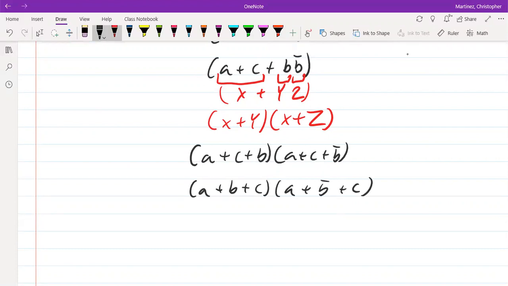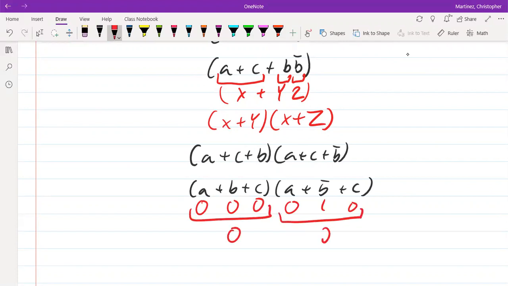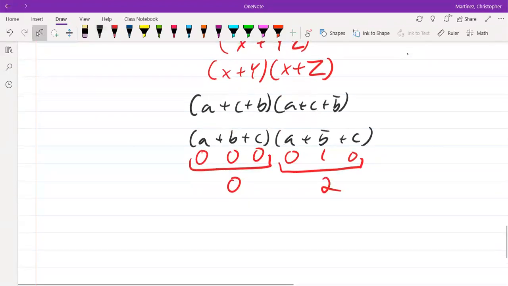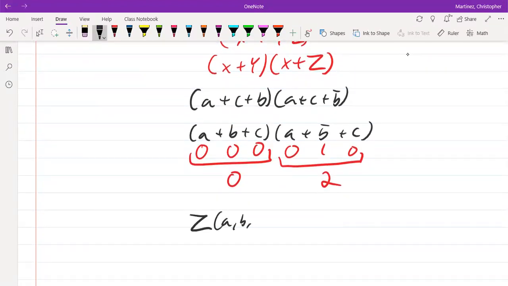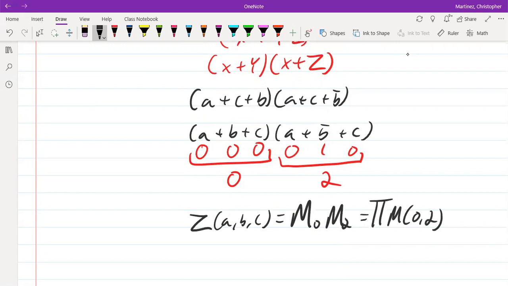Okay, now we need to know what numbers they're going to have. Remember, if we're solving for 0, a 0 is the letter without a bar. So this is 0, 0, 0. This is 0, 1, and a 0. So 0, 0, 0, that's number 0. 0, 1, 0, that is number 2. So we can say Z of A, B, and C is big M0 with big M2, or it's pi of big M 0 and 2. So we can see how we can take an expression and convert it into minterms and maxterms.